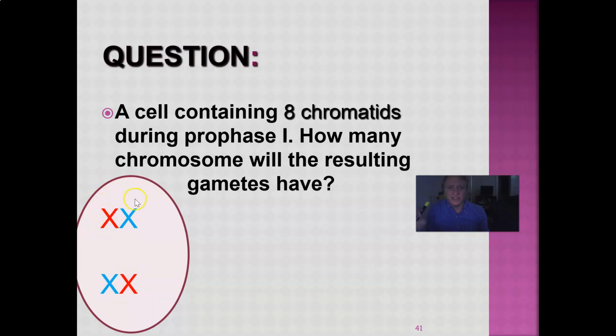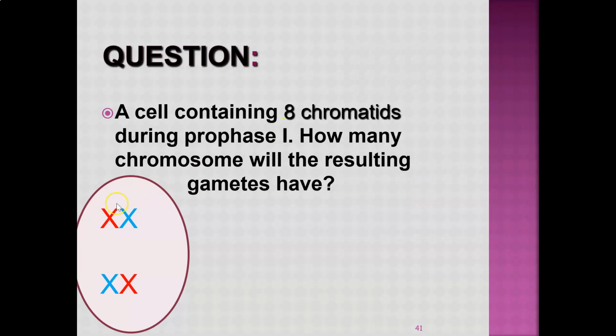So each of these is a chromatid. Remember, each of these is a homologous chromosome. So we have 8 chromatids. How many chromosomes are the resulting gametes going to have? Again, what is a chromatid? A chromatid is just a copy of a chromosome. It's a copy of that original piece of DNA. And so this red slash here is a copy of this red slash here. And this blue slash is an exact copy of this blue slash.